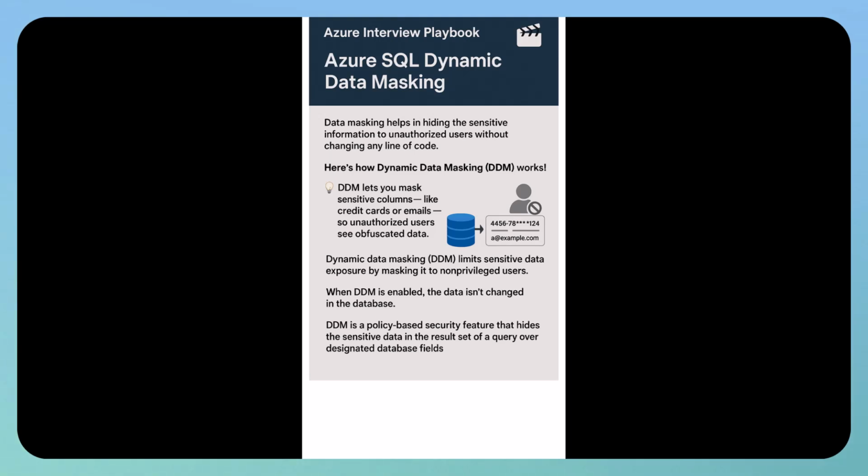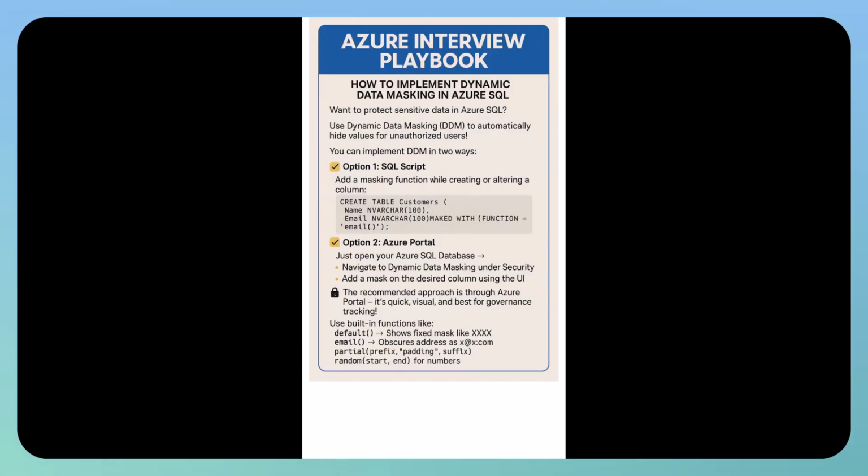When we enable dynamic data masking, the internal data which is stored in the database is not going to be changed. Instead, when non-privileged users access the data, then they will see some custom characters like stars instead of the real data. Dynamic data masking is a policy-based security feature that hides the sensitive information in the result of the query. Now, how do we implement dynamic data masking in Azure SQL?